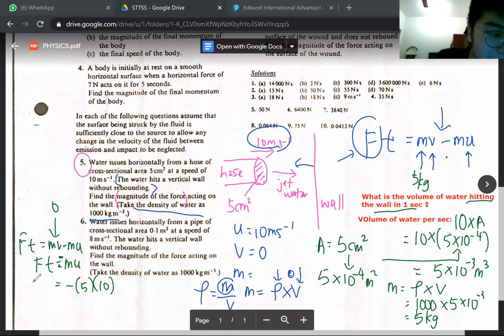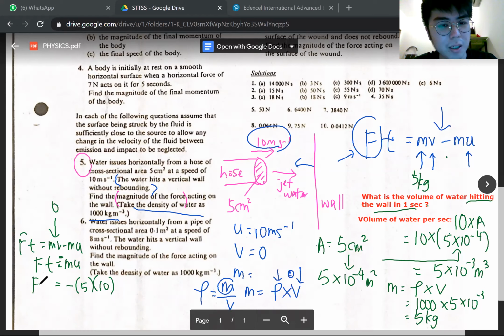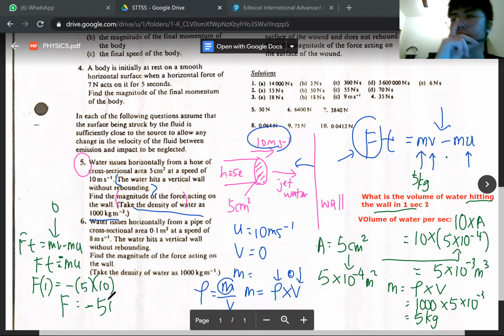Now what is the value for time t? Because now you are calculating everything in 1 second. You are calculating the volume of water in 1 second, you are calculating the mass in 1 second, so your time for this formula, you use 1 second. We are only considering 1 second. So this one you simplify, F equals minus 50 Newton. This is the force.